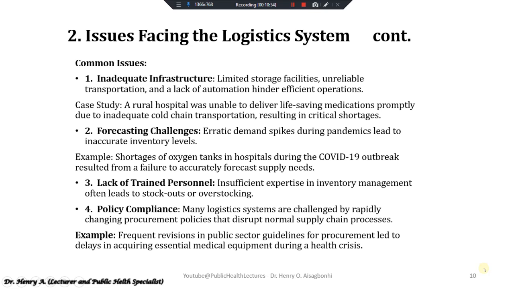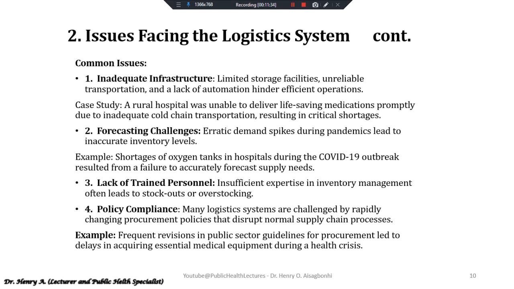Number two, forecasting challenges. That is another issue. Forecasting determines how much of an item to order. But when there's a pandemic or sudden outbreak, demand becomes unpredictable. For example, during COVID-19, many hospitals ran out of oxygen tanks because no one anticipated such an extreme surge could take place. No one anticipated it.